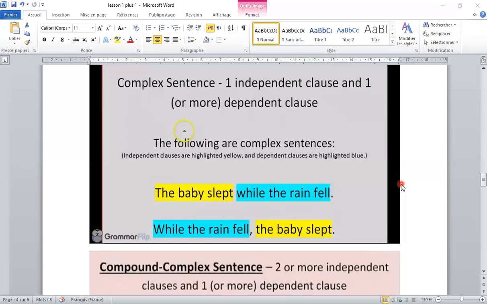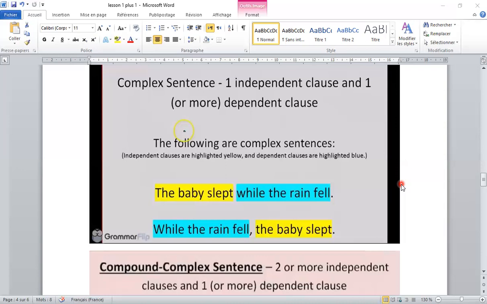إذن yellow color حينما أقول the baby slept, this is main idea. This is main clause. This is independent clause. This is first part. ثم تبعها جملة dependent. الجملة بالأزرق depend أي معتمدة على الجملة بالأصفر. ما عندها معنى لو لم توجد الجملة بالأصفر. The baby slept while the rain fell. يعني أن نوم هذا الطفل كان متزامنا مع تساقط الأمطار. Maybe the sound of rain plays a kind of music to the baby's ears.